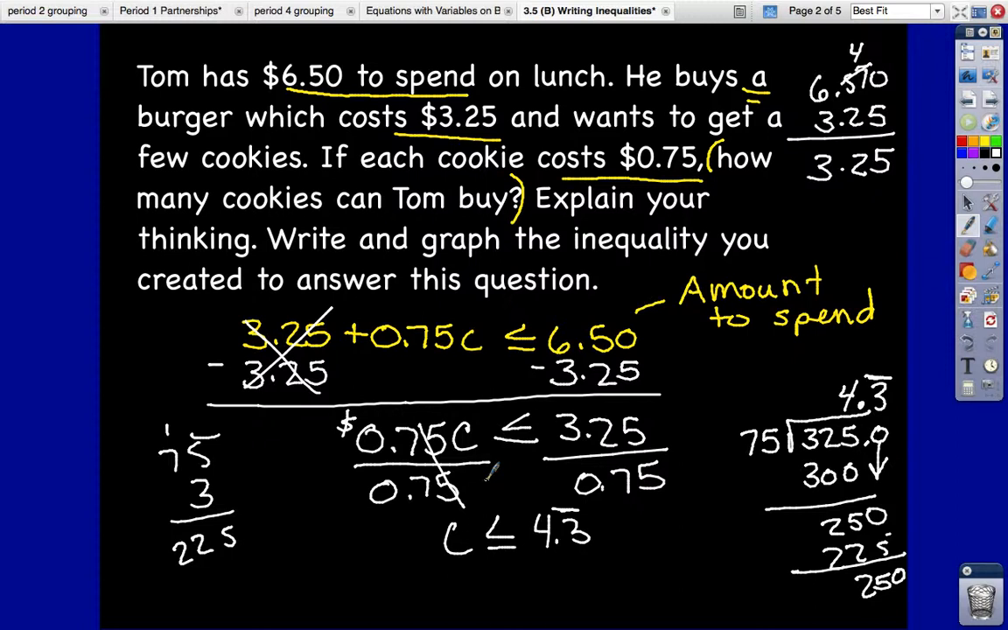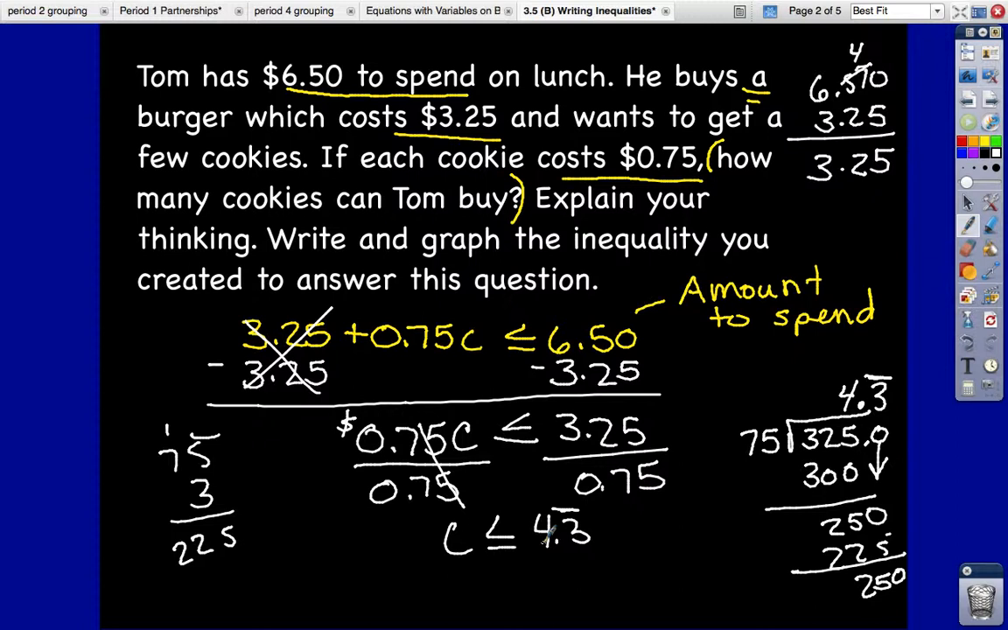Now, it said explain your thinking. So what I would have written, something that I might write on my sheet, would be, I know that Tom can buy up to but not more than 4 cookies, because then I would show the inequality that I created, solve it for C, and show that C is less than or equal to 4.3 repeating.